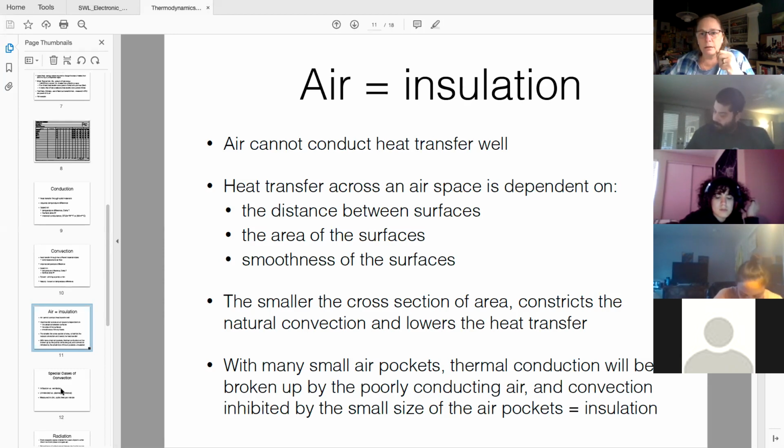Air being an insulator is also why double pane glazing always has an airspace or a gas. Some of them have argon inside of them. It's because by putting that air gap in there, you're essentially adding insulation. If you just took two pieces of glass and laminated them together, they would not perform the same as an insulated glazing unit.